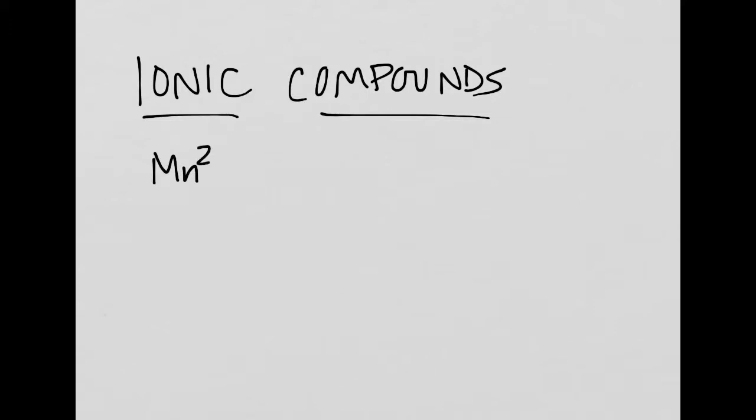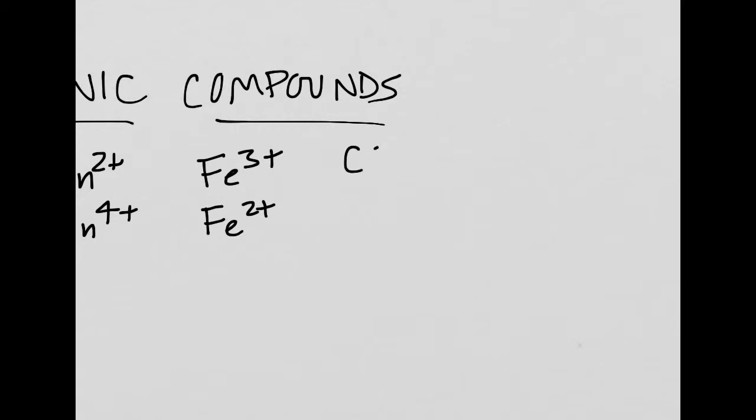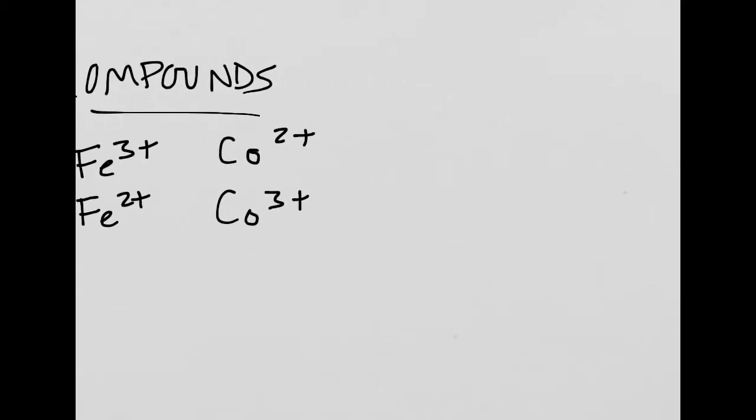The most common ones that have multiple oxidation levels include manganese, which has a charge of +2 in some cases, but also can be commonly found with a charge of +4. Iron, which has a 3+ charge, but also can be found in a 2+ form. Cobalt, which can be found in a 2+ form or a 3+ form. Nickel, 2+, 3+. Copper, 2+, or copper plus.